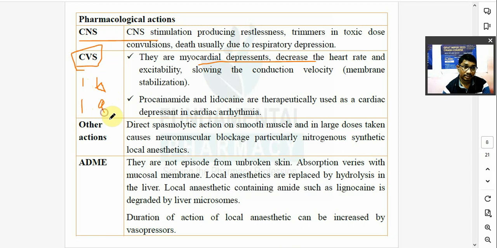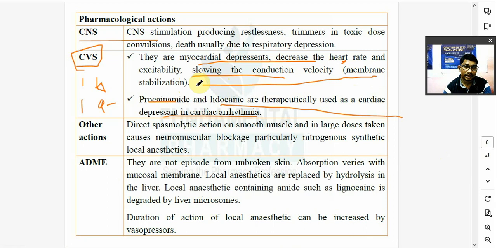In the classification of anti-arrhythmic drugs, procainamide comes in class 1A and lidocaine in class 1B. They are therapeutically used as a cardiac depressant in cardiac arrhythmia. They are myocardial depressants that decrease the heart rate as well as the excitability of your myocardium. They decrease the impulse conduction velocity. So they are membrane stabilizers.